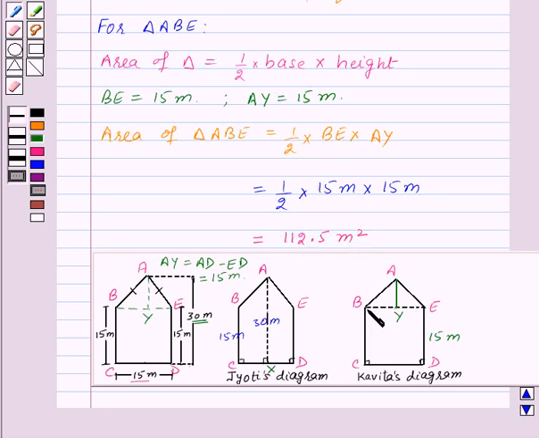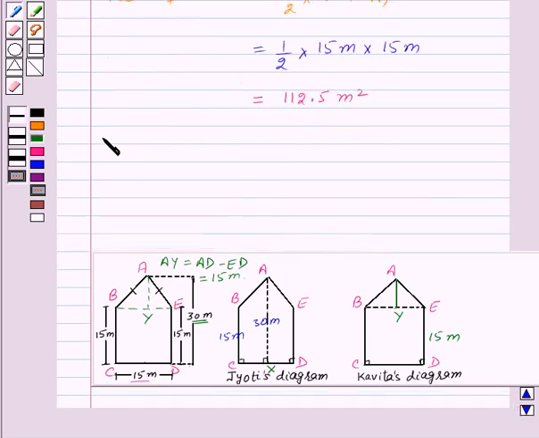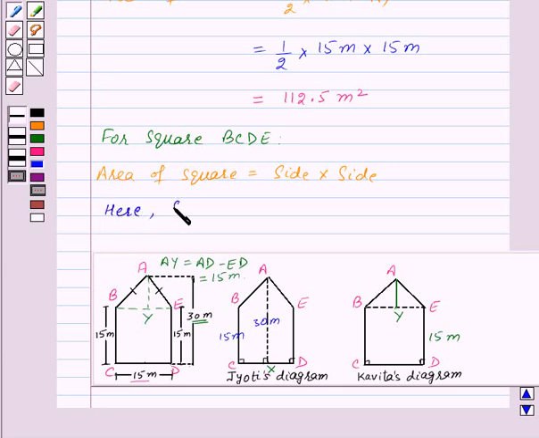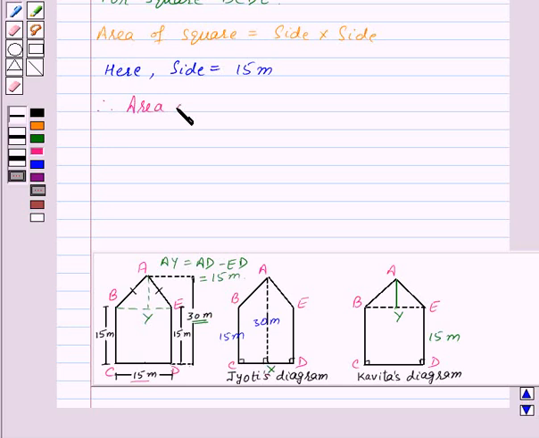Now, let us find out the area of the square BCDE. For square BCDE, we know that area of a square is equal to side into side. Here, side is equal to 15 meters. Therefore, area of square BCDE is equal to 15 meters into 15 meters, that is equal to 225 meters squared.